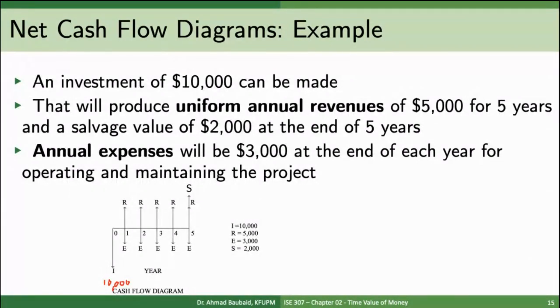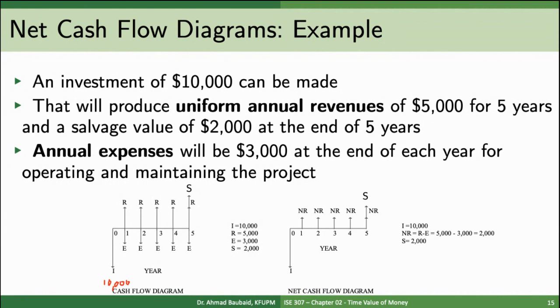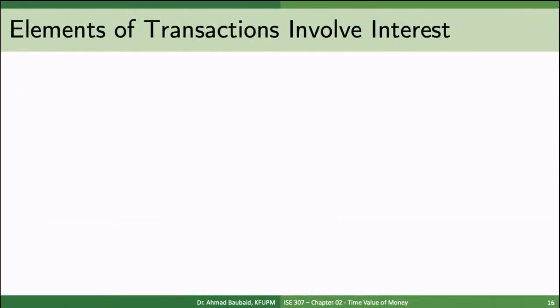Right? Now, if I were to convert this into a net cash flow diagram, which is what you should normally do, like all the cash flow diagrams or most of them should be converted, I can just subtract. So at this time period, I have, what, 5,000 coming in, and I have 3,000 going out. So the difference is 2,000 coming in. And so that's why you see here, this is the net revenue, which is R minus E, and you get 2,000. Okay? That's all there is to it.